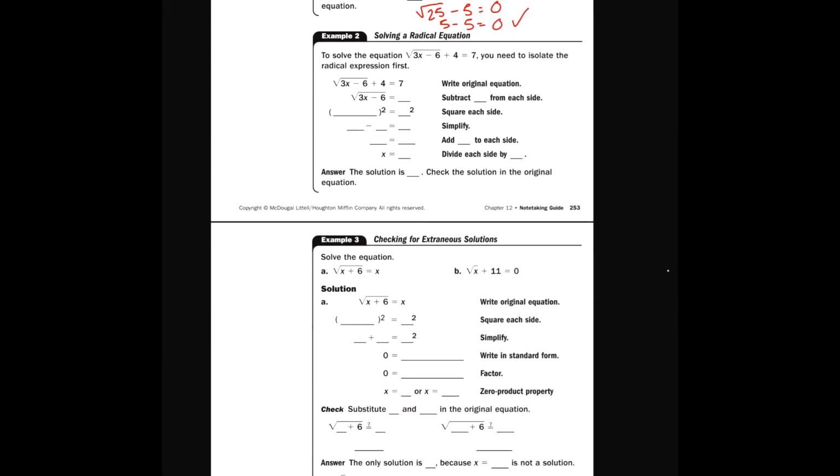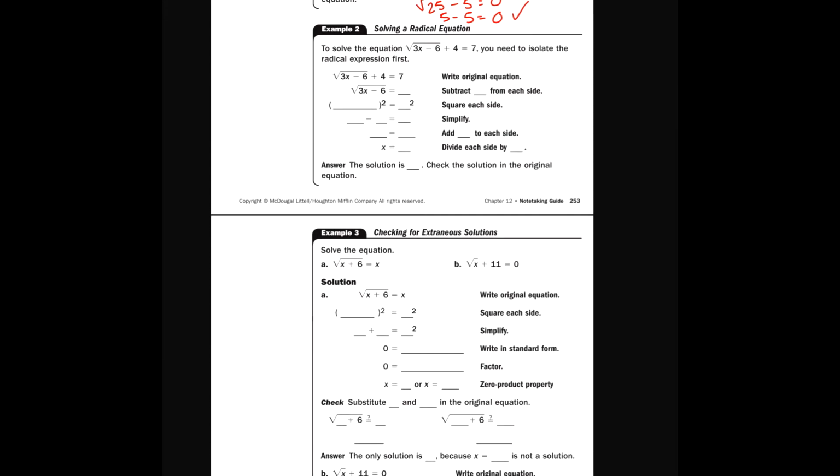Okay. Let's try a little more complicated one, but the same idea. We want to get this radical all by itself. Until we do that, the 3x minus 6 is trapped in the radical, and we can't do anything to it until we get rid of the radical, which is after we get it alone on one side and then square both sides. So my first step is to subtract 4.